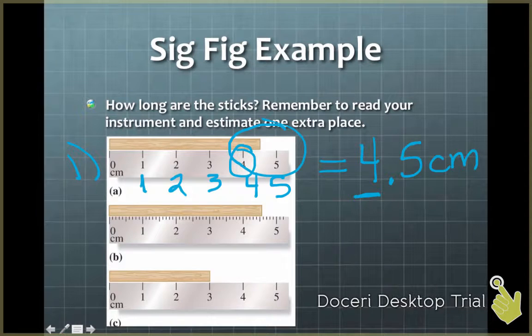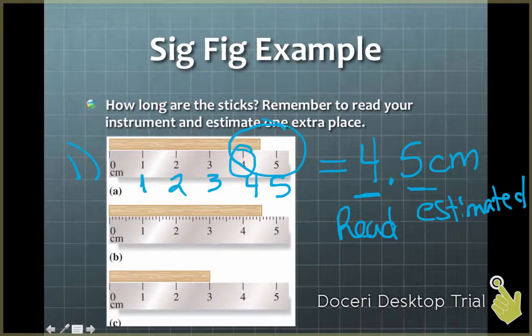The 4 I was able to read. The 5 was estimated. Now, most of you would agree that if you told me that that was 4 centimeters and I counted it wrong, you would understand why, because that is clearly not 4 centimeters. If you wrote down the answer of 5 and I counted it wrong, most of you would understand, because you can clearly see that that is not 5 centimeters either. You can see that that's 4.5. So when you're taking data in the lab, I expect you to write down 4.5 in this situation, not 4 or 5.